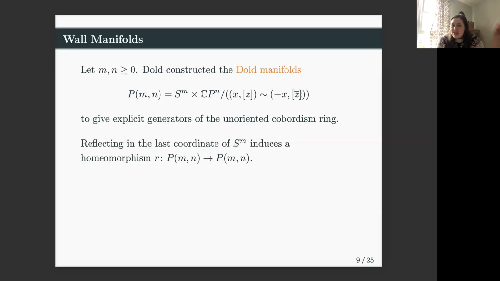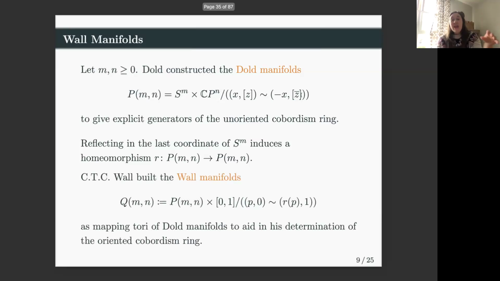If you reflect in the last coordinate of the sphere, that's going to commute with this antipodal action. So it induces a homeomorphism of the Dold manifold, PMN. And you build the wall manifold by taking the mapping torus of the Dold manifold with respect to this reflection. So the wall manifold QMN is the mapping torus of PMN with respect to this homeomorphism. You take PMN, you cross with the interval, you have this cylinder, and you glue the ends of the cylinder along this reflection. So you get some crazy thing. And Wall used these classically to get at the two torsion part of the oriented cobordism ring. They're just a really geometrically interesting manifold.